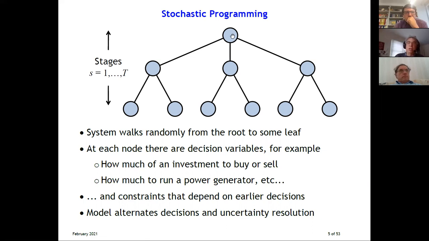And then you make those decisions, and then the system randomly walks down from the node you're at to one of its children. Okay, and then maybe you make some more decisions, but those decisions are constrained by what node you ended up at and what decisions you made at the previous stages and so forth. So you walk down randomly from the root to one of these nodes, alternating decisions with uncertainty resolution. Like, do I go here? Do I go there?